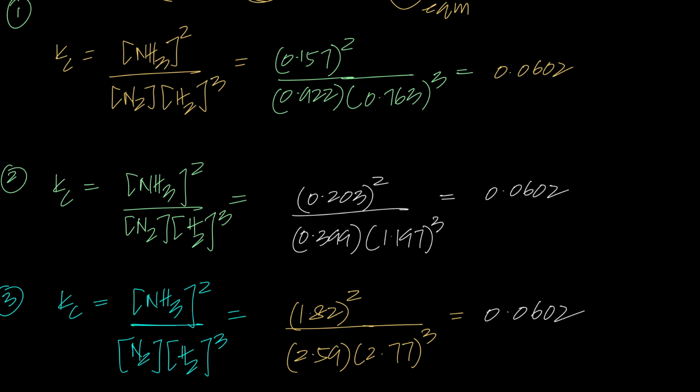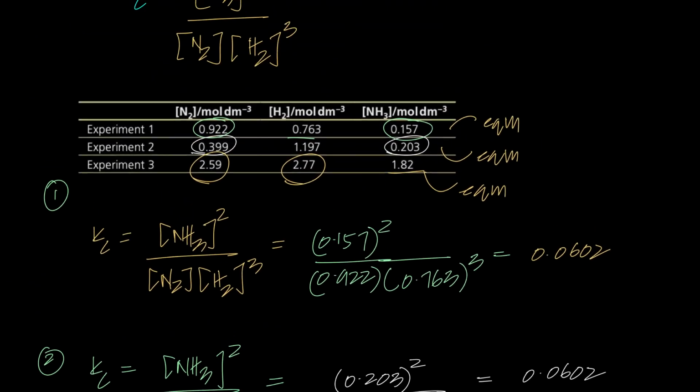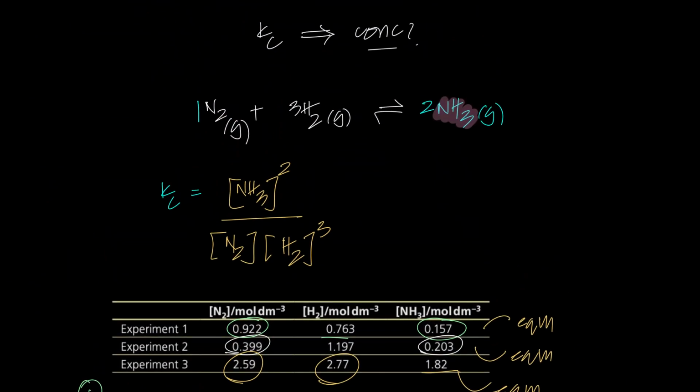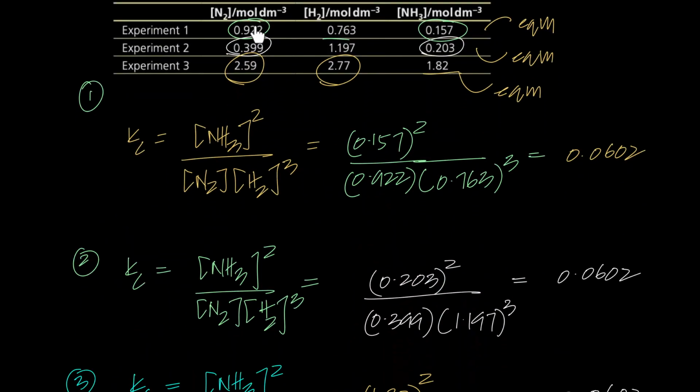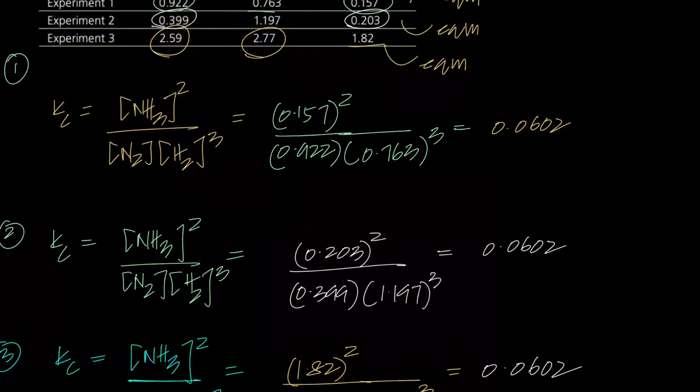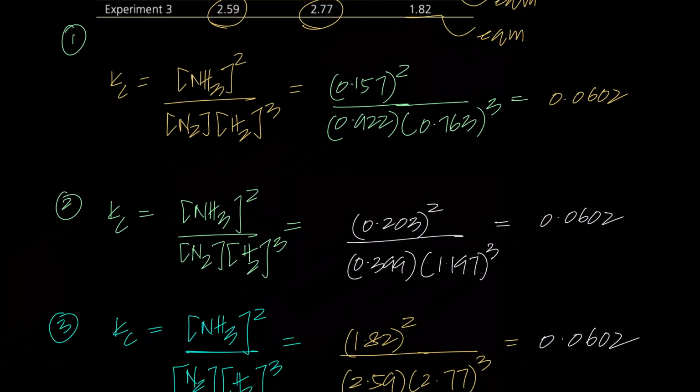So the Kc values do not change. I repeat, they do not change with a change in concentration. Because I changed the concentration, and at equilibrium you had this concentration, this and this. They're all at equilibrium. The value is the same. Fun fact. The question is, what's the unit for Kc?